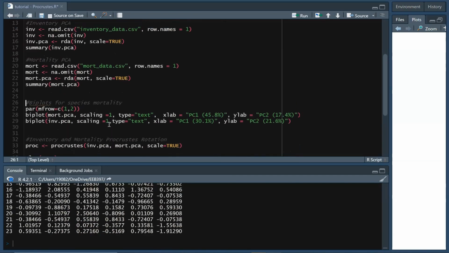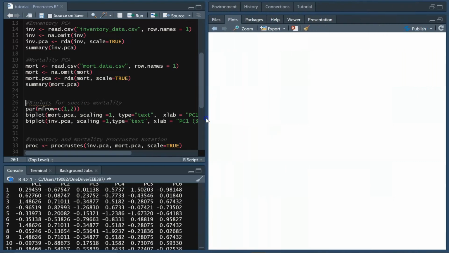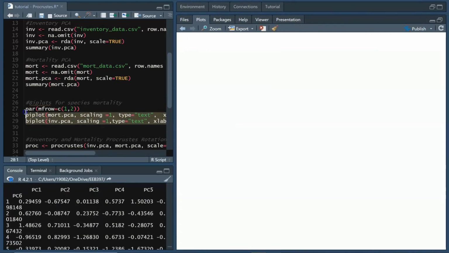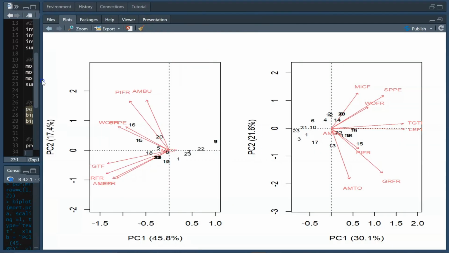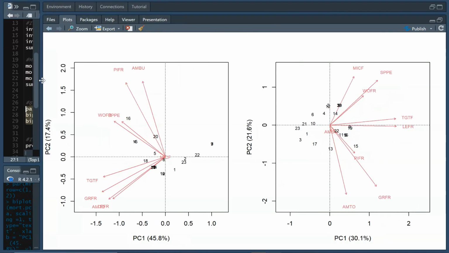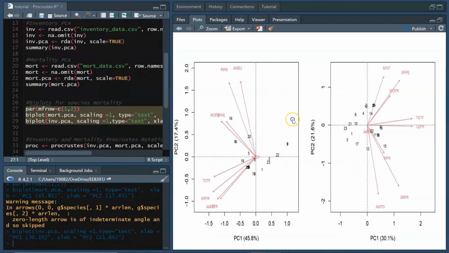We can put them side by side by using this par function with the coordinates set to 1, 2, because I want one row with two columns of plots side by side. When we run the biplot code, we see the relationships between species when we assess inventory and mortality. Again, the particulars of the PCA and biplot code and biplot interpretation is explained more in depth in my PCA video. So if we were to look at this, we could probably pick out some general trends and how the species relationships change. A Procrustes will do that for us much more efficiently and accurately though. So let's move on to our Procrustes.